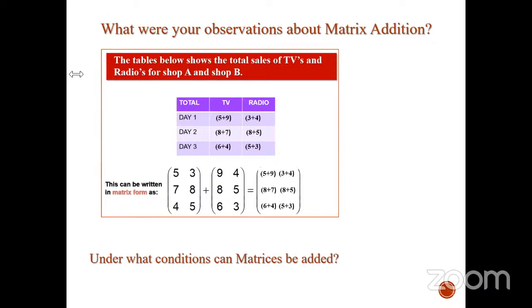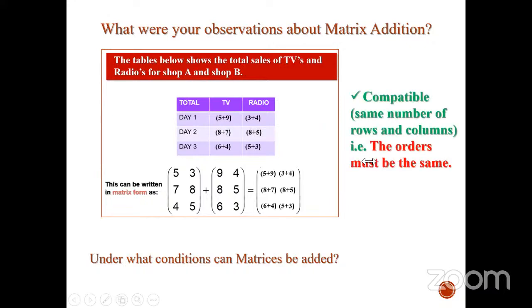Anything coming up yet, Doc? Not yet. I'm going to give them a hint. I'm going to give them the first one that I have. All right. The matrices must be, here's a big word, listen carefully, compatible. That means they must have the same number of rows and columns. What does that also mean? That they must have the same order.